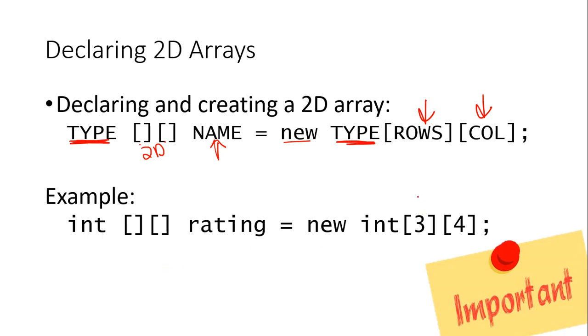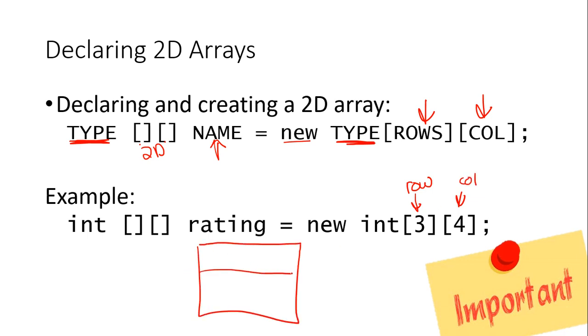So what does that mean? That means I want 3 rows by 4 columns. So let's draw that out here. 3 rows. 1, 2, that's 3. 1, 2, 3, right? 4 columns.